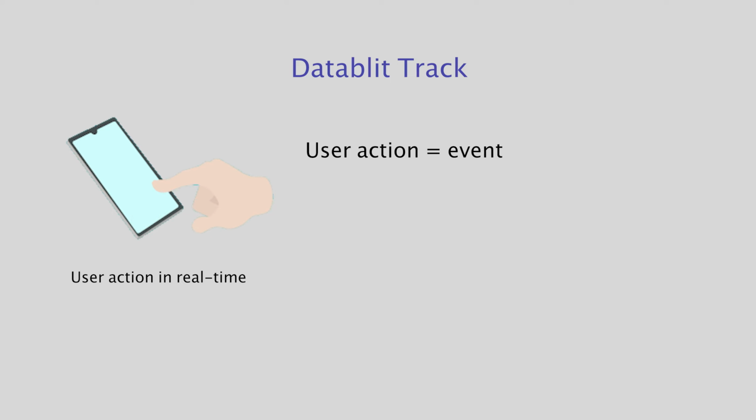The DataBlit track method allows you to see exactly what actions your users take inside your application in real time. We have already initialized the DataBlit, so the next step would be to start sending events. Every user action is called an event.